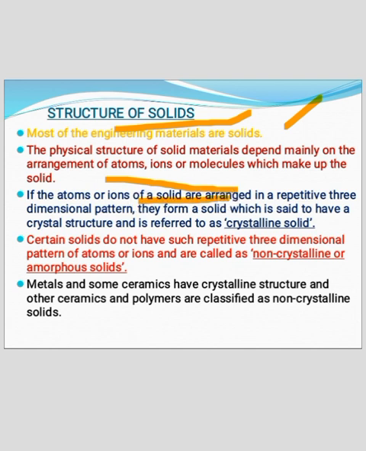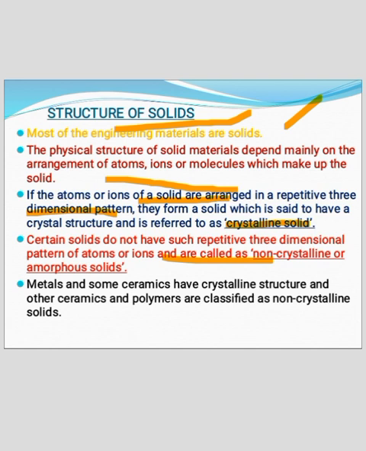If the atoms of a solid are arranged in a repetitive three-dimensional pattern, then the solid is known as a crystalline solid. Crystalline solid means the atoms are arranged in a repetitive manner.